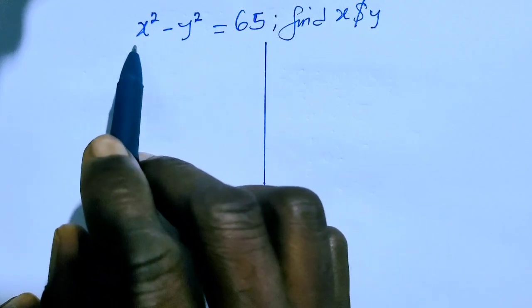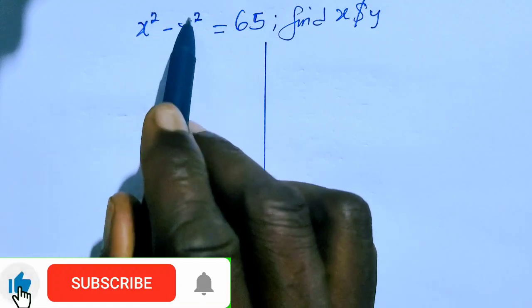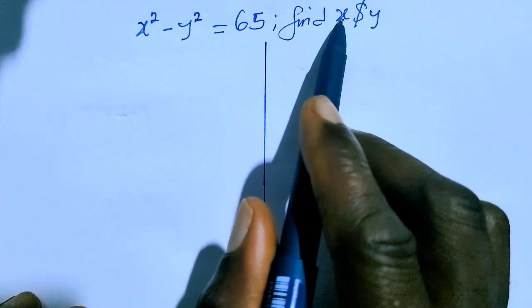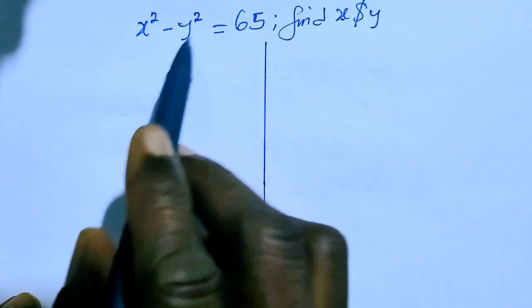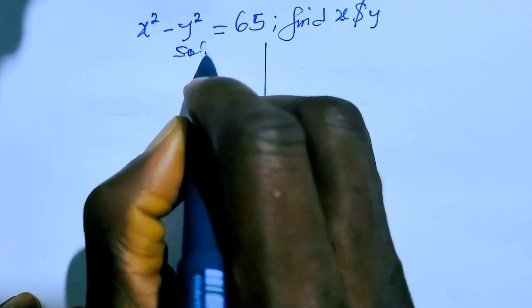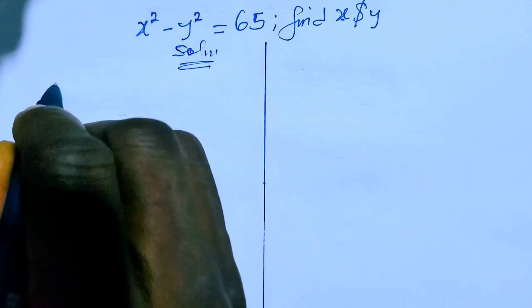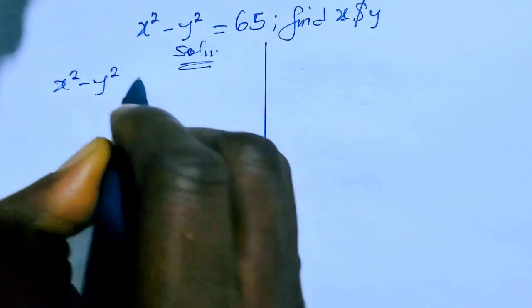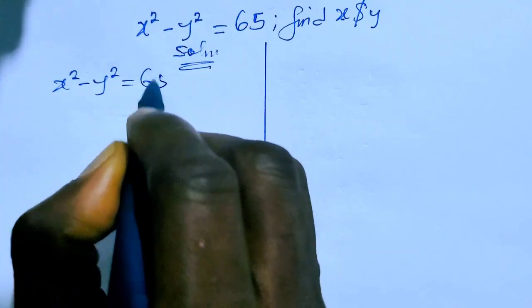Right here we have x squared minus y squared equals 65. Here we have to find the value of x and y that will satisfy this equation. Now we have a solution of x squared minus y squared equals 65.